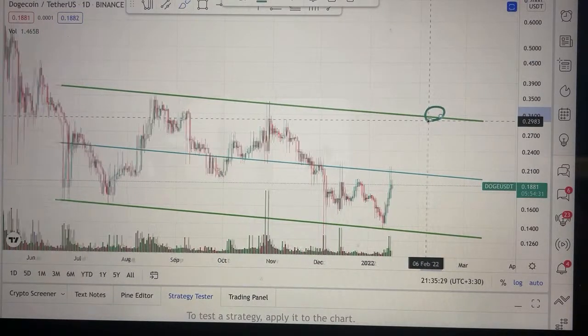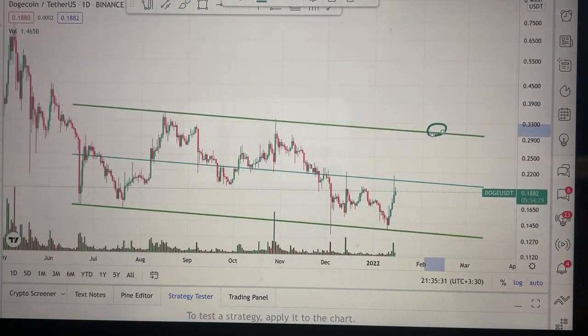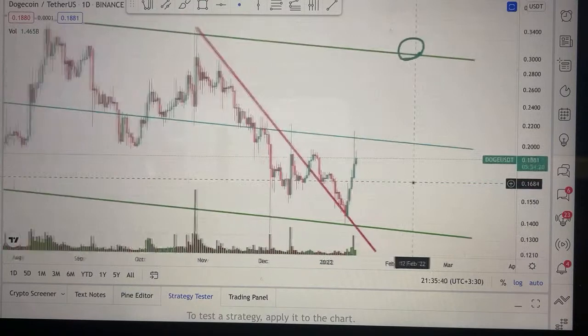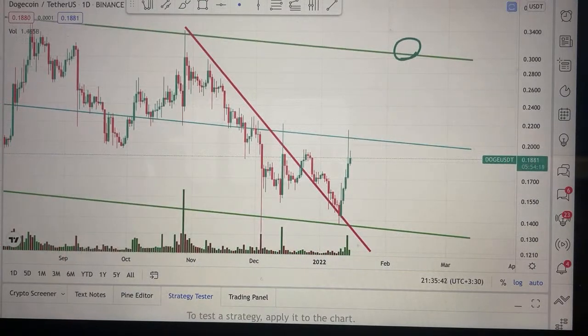And this is my analysis about it. And this is not a financial advice, actually. I'm not responsible for your buy and sell positions. But I think we are going to see higher levels.